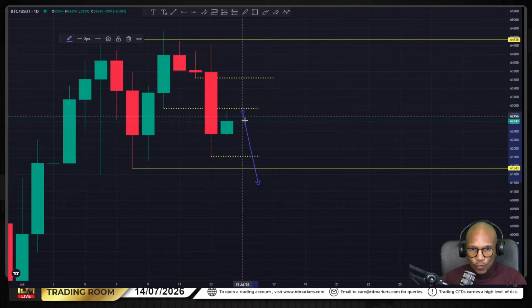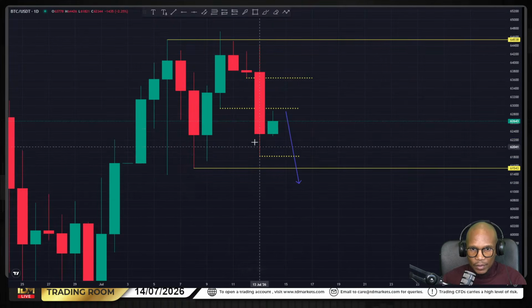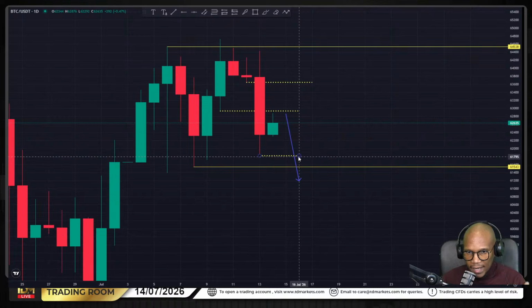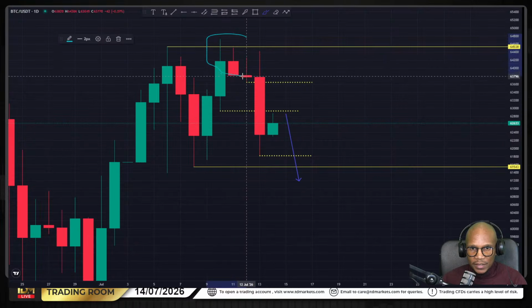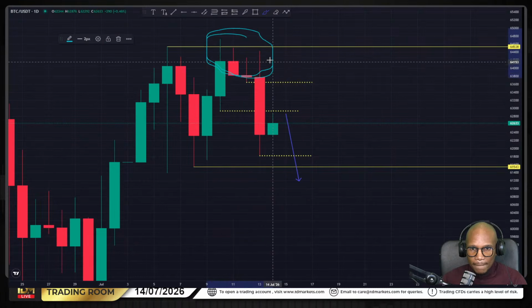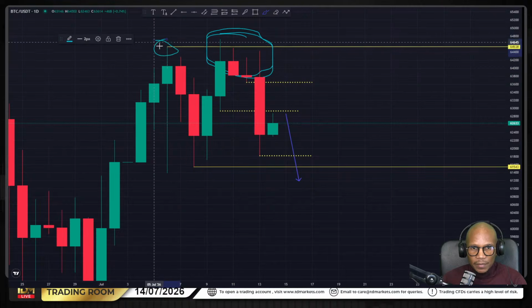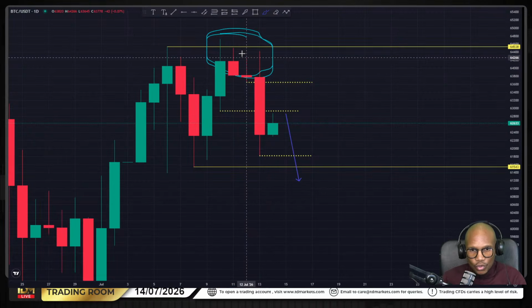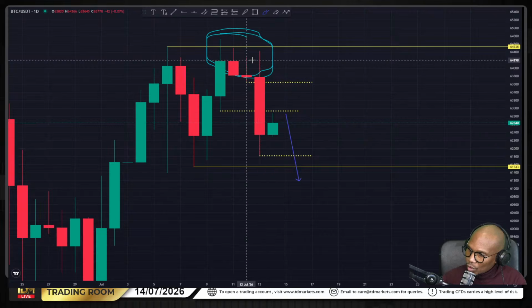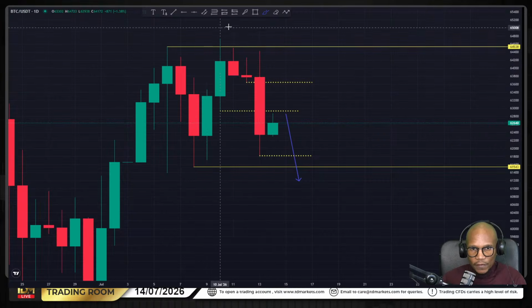So it's setting up for a continuation down. Just by looking at the candlestick language, this does not suggest that we are reversing towards the upside. Look at where it's coming from. It's coming from this whole rejection here, right? Some of you guys might say it's a double top, which is true, but it's coming from that zone there. So yeah, we're looking for a continuation towards the downside.